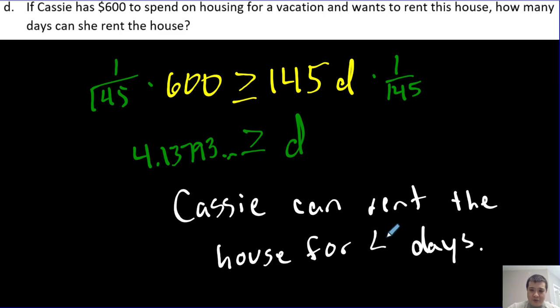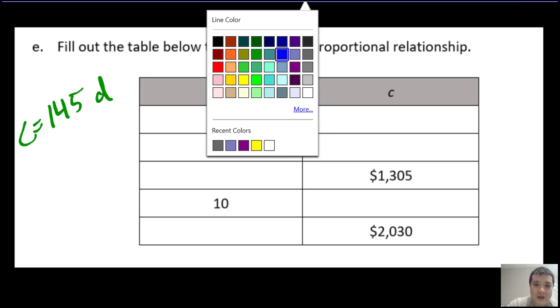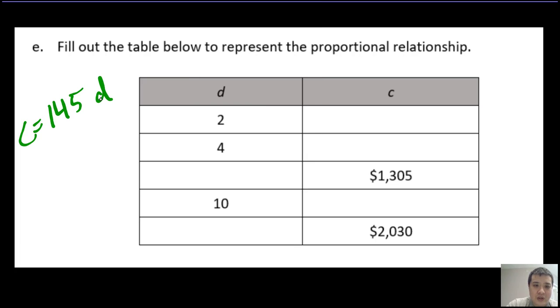4 days. Finally, for this question, it says to fill out the table below to represent the proportional relationship. So again, the cost is equal to 145D. So therefore, in order to find out how much it would cost for 2 days, we do 145 times 2, which is going to be $290.